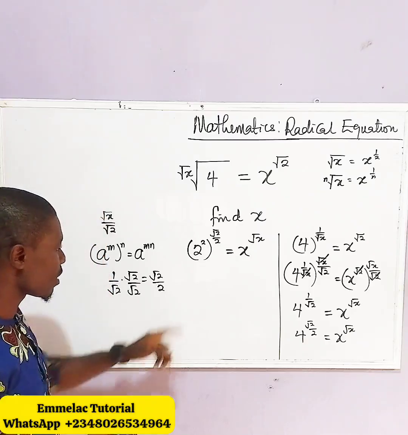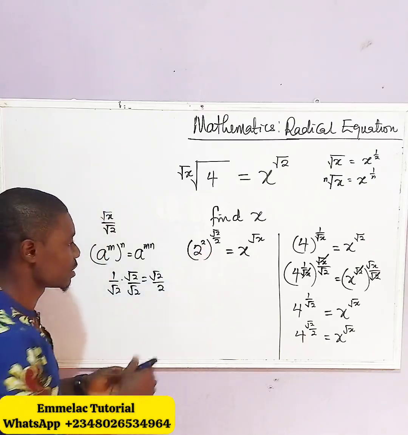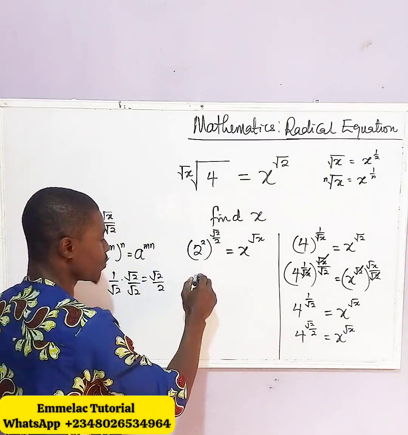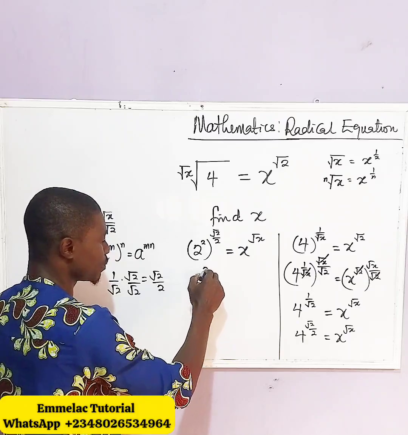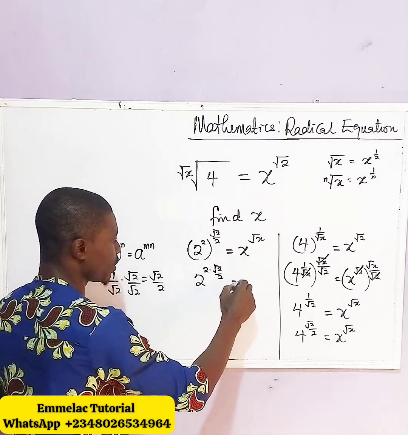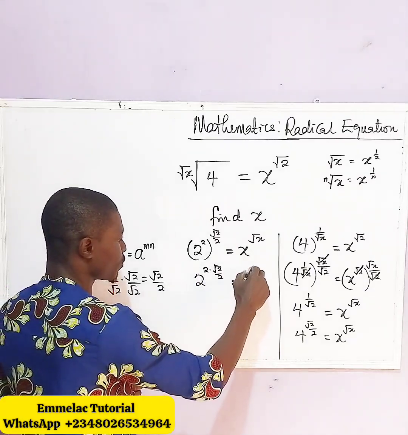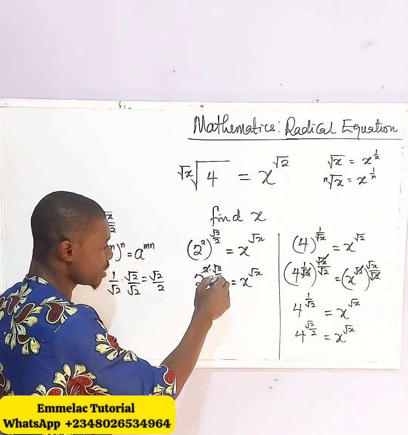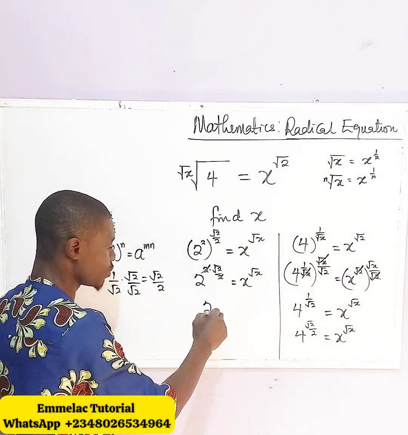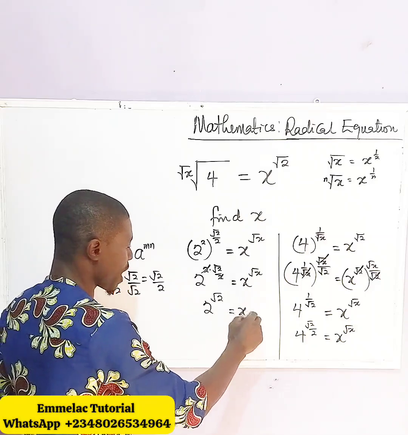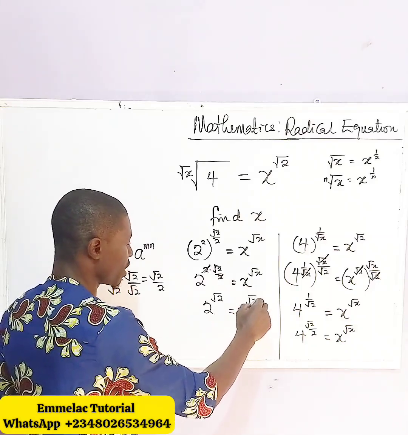Now if I multiply this 2 and the term here, I get 2 raised to the power of 2 times the square root of 2 all over 2, then equals x raised to the power of the square root of x. At this point I can eliminate this, so we are left with 2 raised to the power of the square root of 2, then equals x raised to the power of the square root of x.